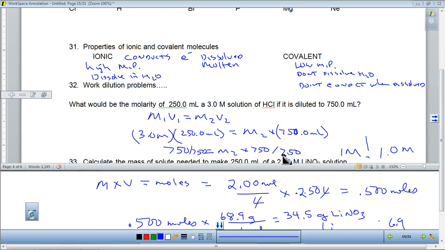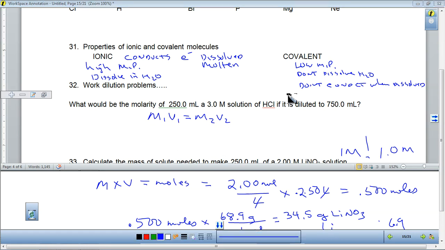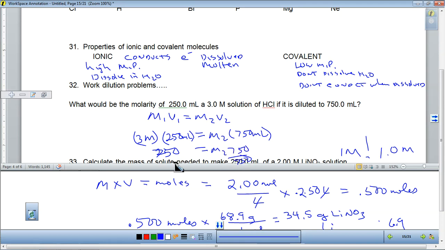Dilution problems we just got finished with on our quiz. You had to do M1 V1 equals M2 V2. Some of you missed these on the quiz, needless to say, because you do your algebra upside down. 250 milliliters, 3 molar, dilute to 750 milliliters. Well, 3 times 250 is 750. Divide both sides by 750. I got 1 mole per liter, or 1 molar.